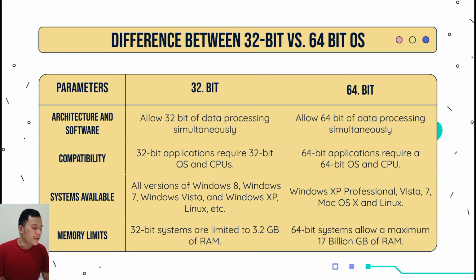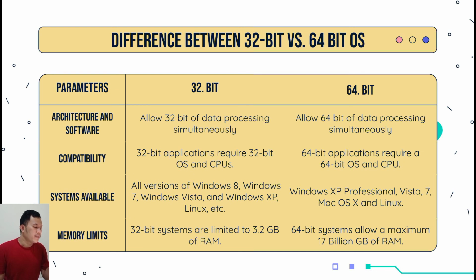Next, difference between 32-bit versus 64-bit operating system. Parameter, 32-bit. Architecture and software allow 32 bits of data processing simultaneously. Compatibility: 32-bit applications require a 32-bit operating system and CPU. System available: all versions of Windows 8, Windows 7, Windows Vista, and Windows XP, Linux, etc. Memory limits: 32-bit systems are limited to 32 GB of RAM.